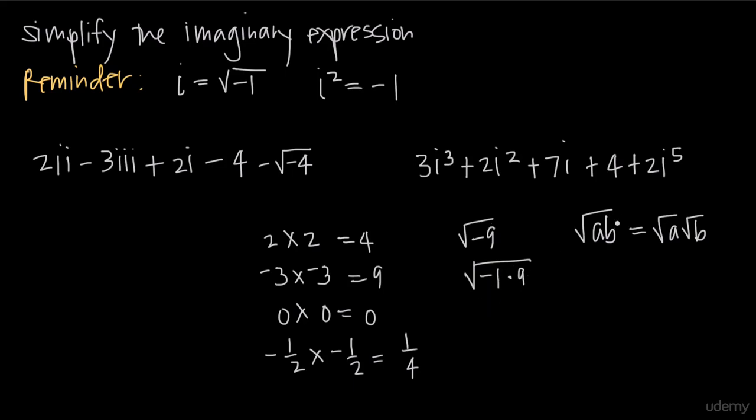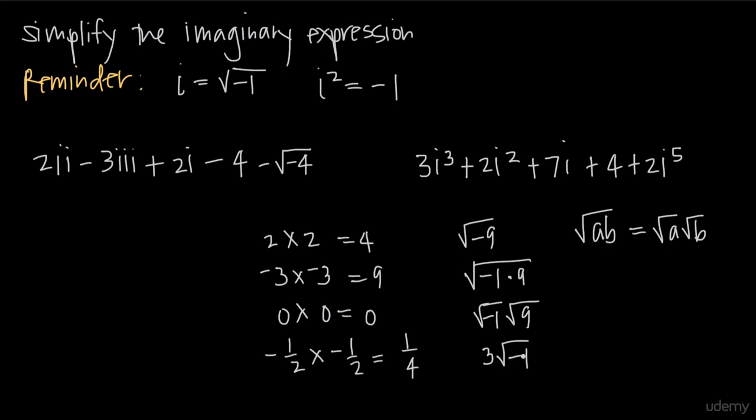Then we can say, according to this square root rule, that the square root of negative 1 times 9 is the same thing as the square root of negative 1 times the square root of 9. So now they're in their own square roots. We know that the square root of positive 9 is definitely 3. That's really easy. So now we have 3 times the square root of negative 1.